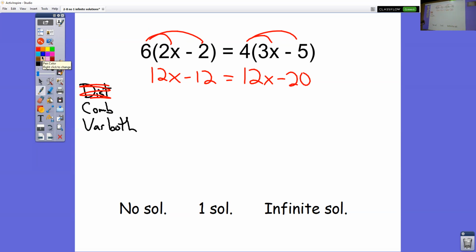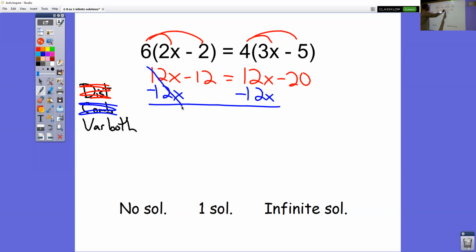Do I have combining like terms? Do I have letters on the same side of the equal sign? No. Do I have plain numbers on the same side of the equal sign? No. So I'm going to look for variables on both sides. I have a 12x and a 12x, so I'm going to do minus 12x and minus 12x. Those all cancel out. Notice what happens. All my letters cancel out.